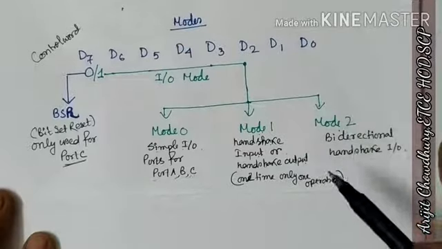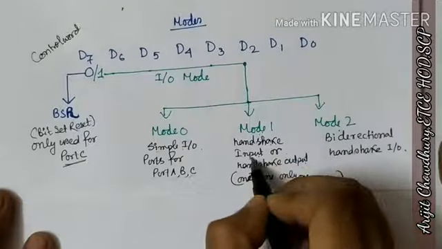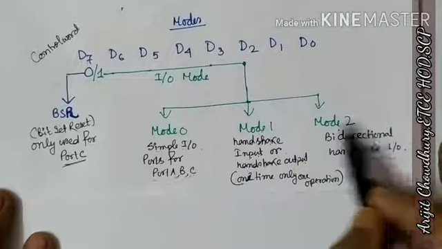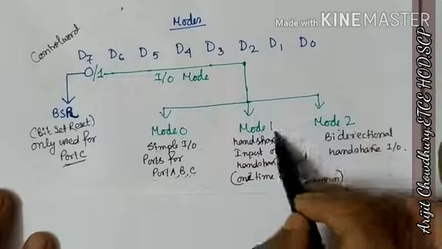But in mode 1, only one operation, input or output, is performed, whereas in mode 2, at the same time it transfers data, performing both input and output operations. These are the differences between mode 1 and mode 2.